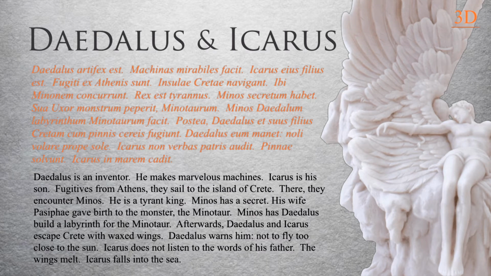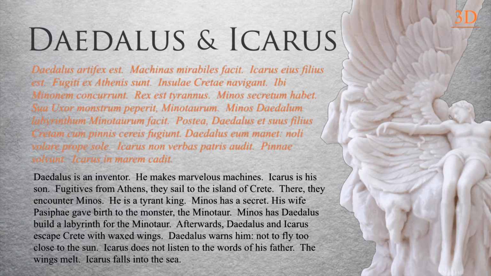Daedalus is an inventor. He makes marvelous machines. Icarus is his son. Fugitives from Athens, they sail to the island of Crete. There they encounter Minos. He is a tyrant king. Minos has a secret. His wife Pasiphae gave birth to the monster, the Minotaur. Minos has Daedalus build a labyrinth for the Minotaur.